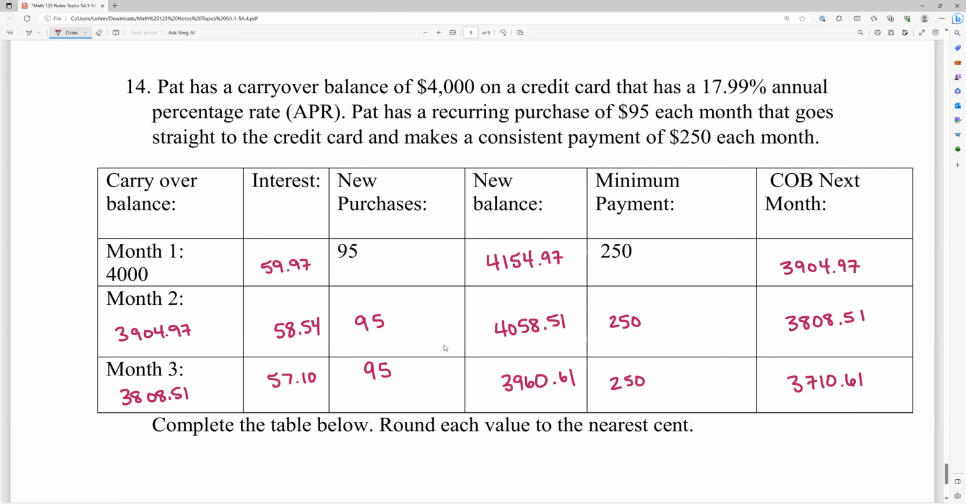$3,710.61. So see, by adding that new purchase every single month, plus getting charged $50 to $60 worth of interest fees, even though they're making a $250 payment, they're making very slow progress on getting this debt down.